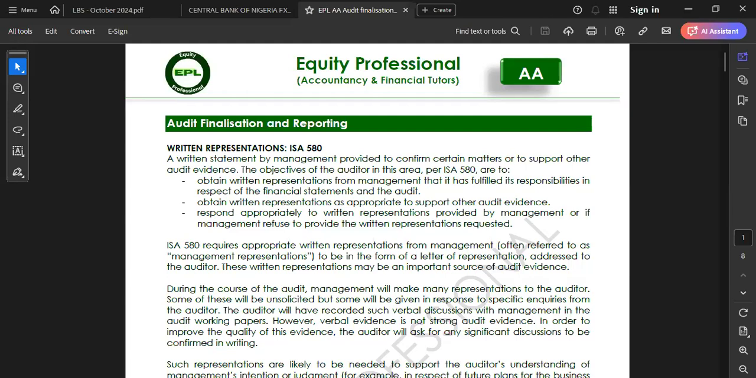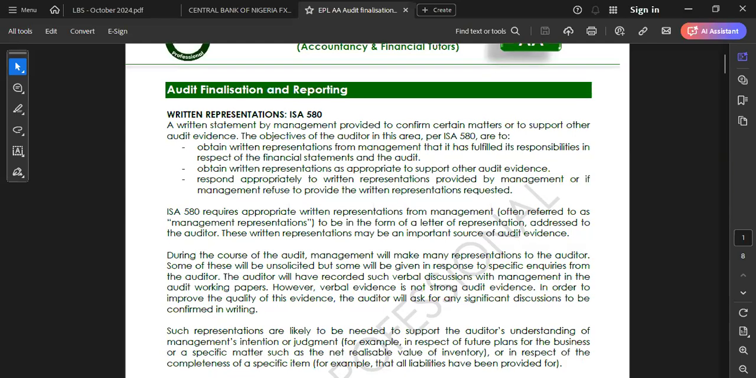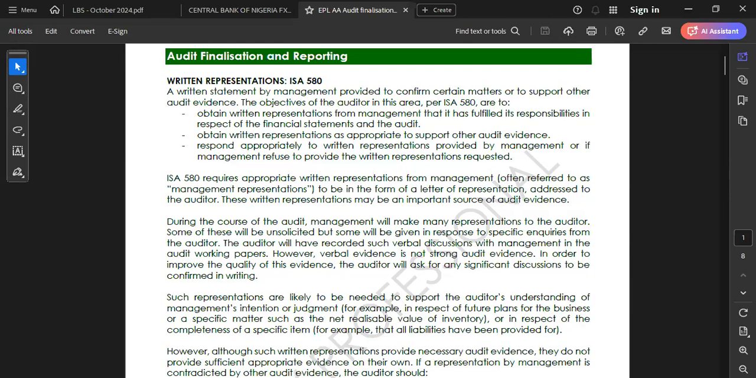Then the third thing that the standard says is that when the auditor gets written representation from management, how should they respond to it? What should they look out for? They should not just take it and say, oh, this management has provided written evidence, that's all. And there are situations where some management will refuse to provide written representation. What should the auditor do? So these are the three main objectives of written representations.